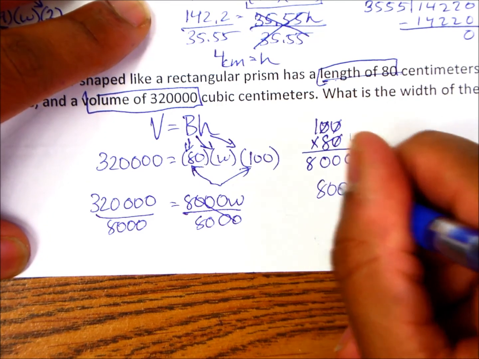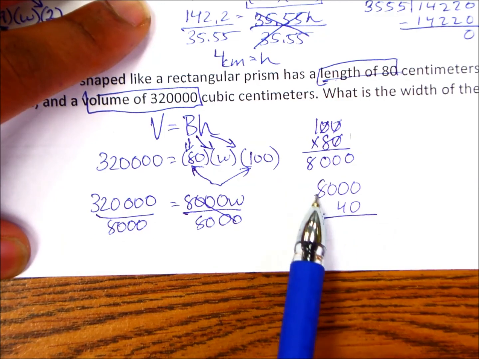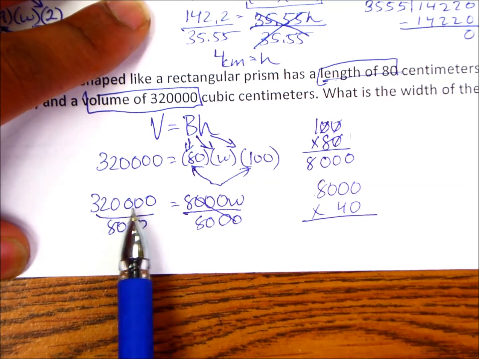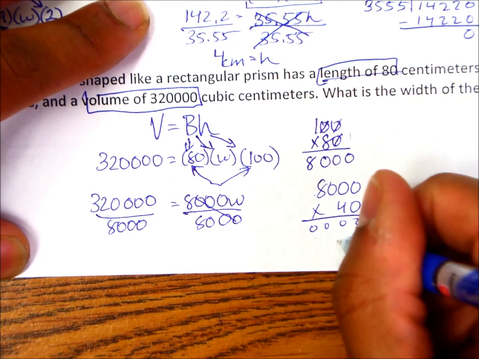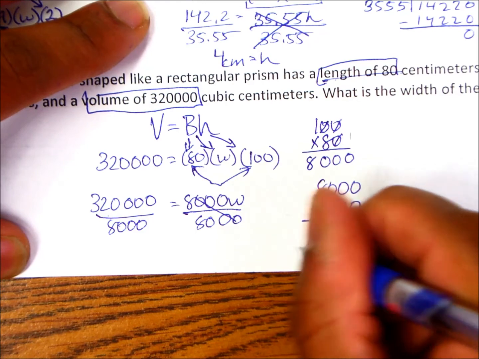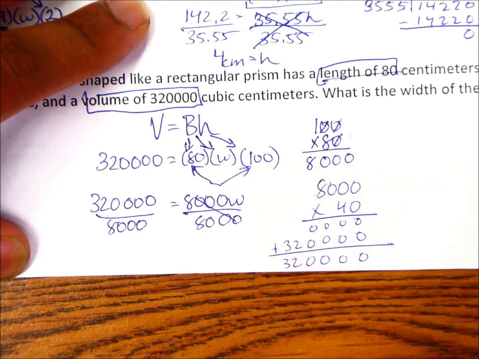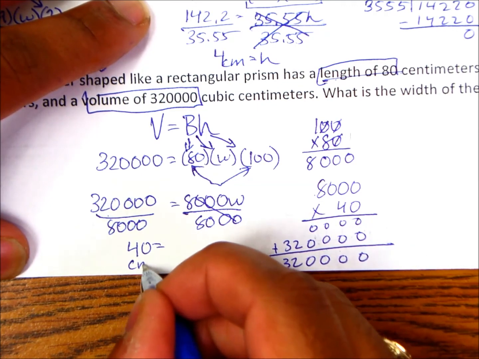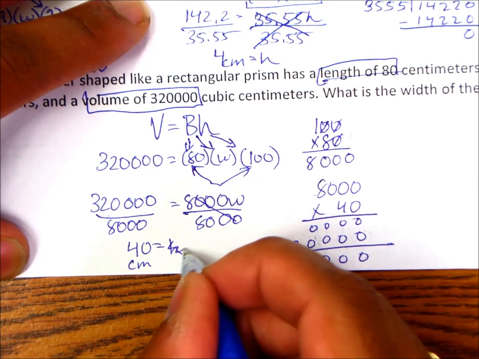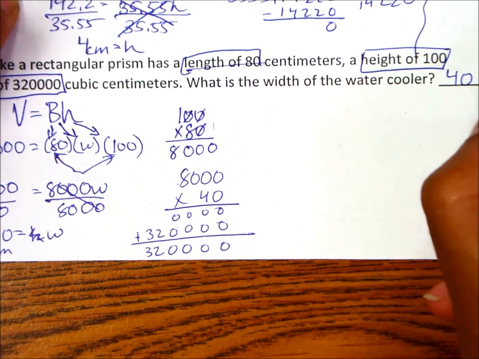To get 8,000, let's try multiplying by 40. Because when I look, I'm thinking, 8 and 4 get me 32. Maybe those zeros will match up with the 0. Placeholder, 0, 0, 0, 32. 1, 2, 3, 4. Yep, it works. So that's times 40. So it's 40 centimeters is equal to my height. Oops, sorry, my width. Alright, my answer, that's 40 centimeters.